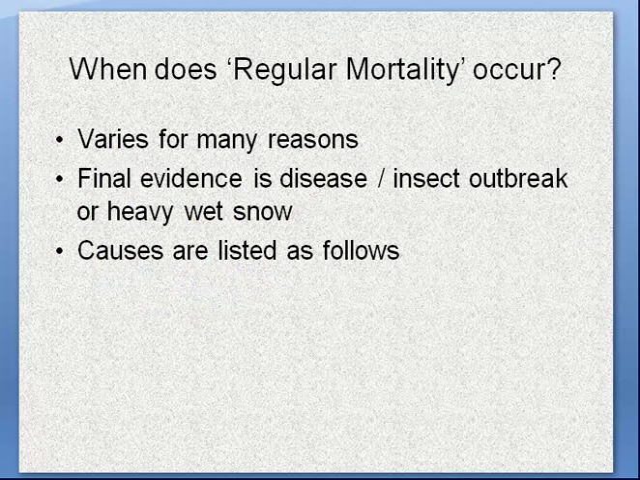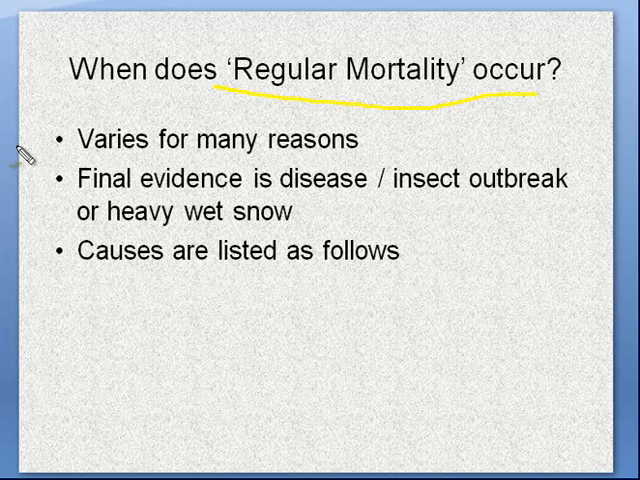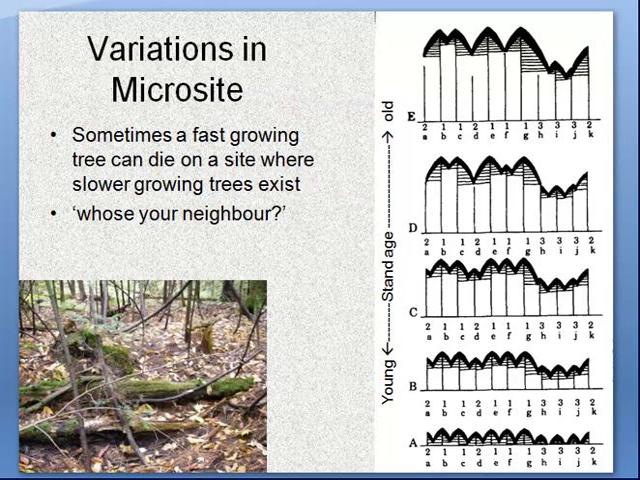So when does regular mortality occur? It happens for many reasons, and the final evidence is that disease and insects occur because of competition. Insects and disease are not the reason for the death of trees; it is the competition. So death can occur because of variation in microsite.